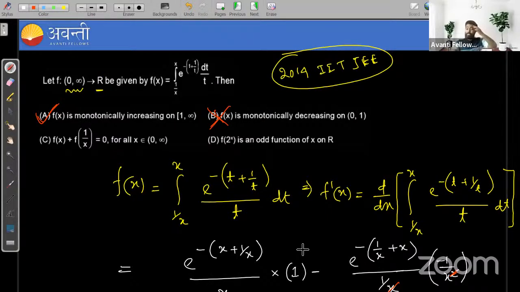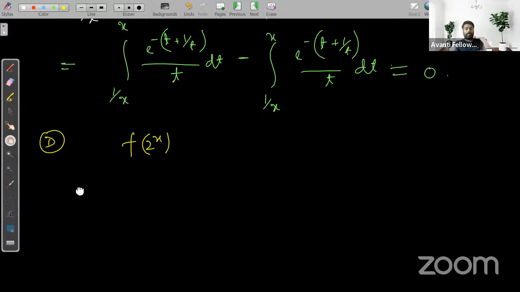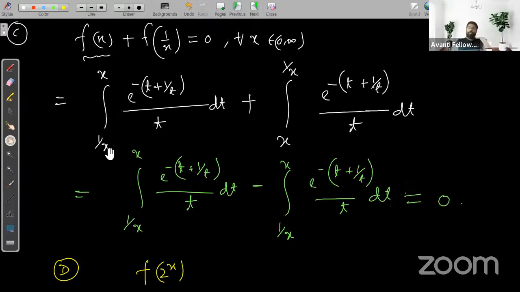Now come to option D. What is given? In option D, we need to check whether f of 2 raised to x is an odd function. So let's check for option D. f of 2 raised to x is an odd function. In option C, we got f of x plus f of 1 by x is equal to 0. That means it's an odd function.